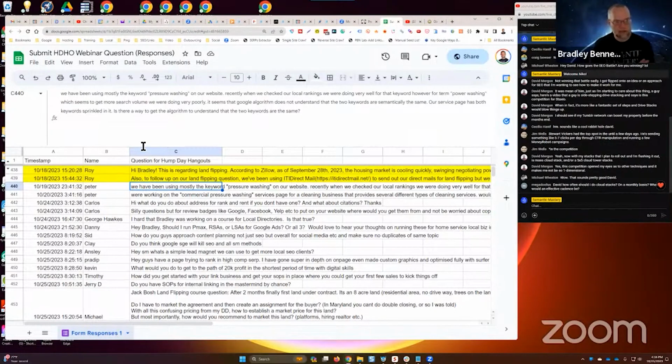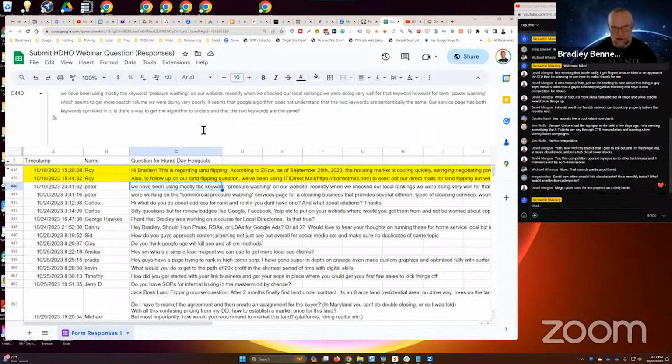Peter says, we have been using mostly the keyword pressure washing on our website. Recently, when we checked our local rankings, we were doing very well for that keyword. However, for the term power washing, which seems to get more search volume, we were doing very poorly. It seems the Google algorithm does not understand that the two keywords are semantically the same. The service page has both keywords sprinkled into it. Is there a way to get the algorithm to understand the two keywords are the same?